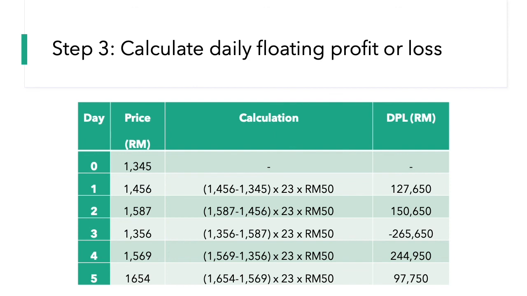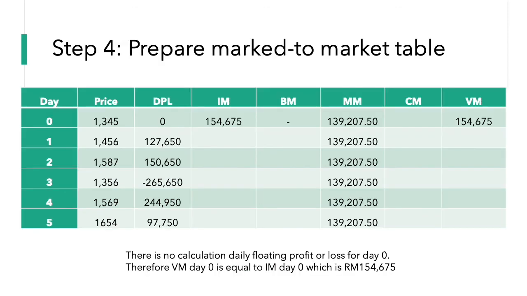Then you can start to calculate balance margin for day 1. Balance margin day 1 is equal to variable margin day 0 plus profit in day 1. Variable margin day 0 is 154,675 ringgit plus profit day 1, 127,650 ringgit. So balance margin day 1 is 282,325. Then you compare balance margin with maintenance margin. In this case for day 1, balance margin 282,325 ringgit is higher than 139,207 ringgit and 50 cents. So you don't need to pay call margin. Your call margin is equal to 0. So your variable margin day 1 is equal to balance margin day 1 plus call margin day 1, which is 0. So your variable margin day 1 is 282,325 ringgit.